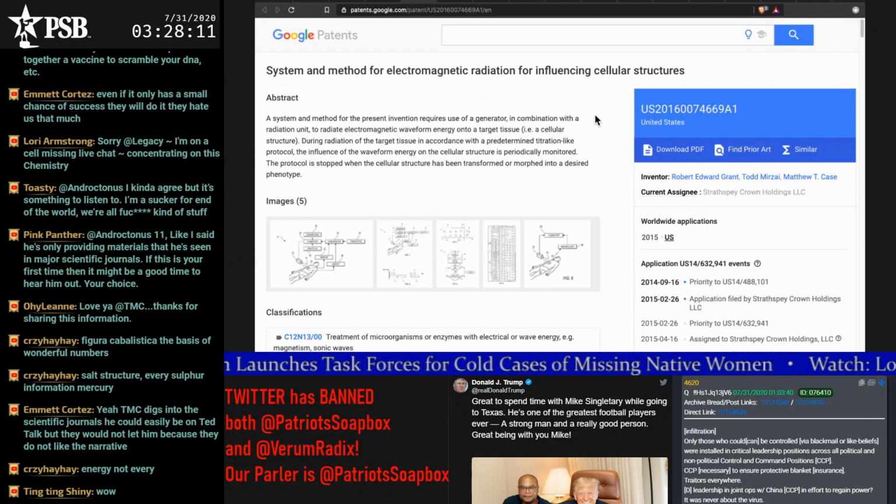Hashtag warp speed. Alex Azar, lobbyist for Big Pharma, who knows all about electroceuticals and electromedicine and this mRNA crap. And that's just the vaccine.